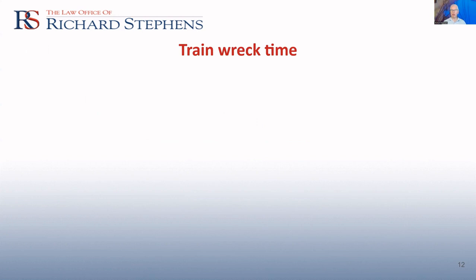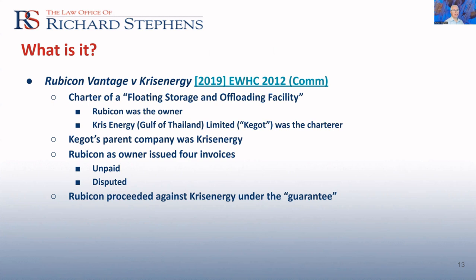But now it's train wreck time. We saw two cases where the guarantor, in a sense, got lucky. Let's have a look at what happens on the other side of the coin. Rubicon Vantage against Chris Energy. Rubicon was the owner of some floating thing or other, and this company with a long name, abbreviated to KEGOT, was the charterer of this floating what's-it. KEGOT's parent company was Chris Energy. Okay, Rubicon, as owner, issued 4 invoices. KEGOT disputed all of them and refused to pay. So Rubicon proceeded against Chris Energy under the guarantee.